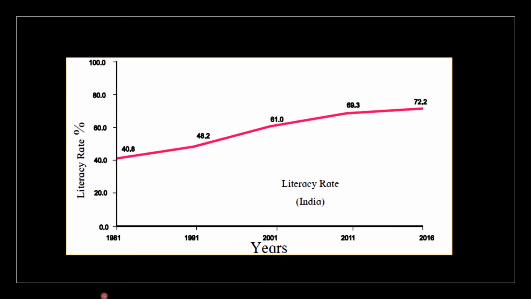Now if you see here, in 1981 the literacy rate of India was 40.8%. Then it went up to 48.2% in 1991. In 2001, it was 61%. In 2011, it was 69.3%. And in 2016, it was 72.2%. Now, if we compare it with Brazil, the literacy rate of Brazil is more than that of India. It is 92.6%.